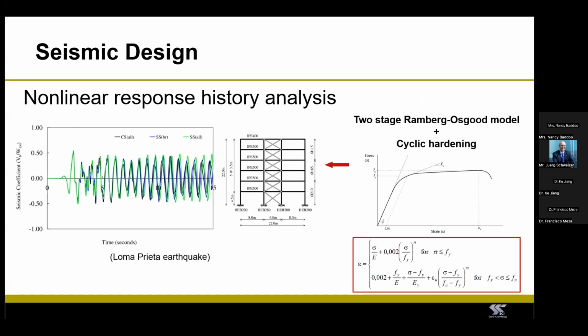Now, one way around this issue might be to perform a seismic design that is based on nonlinear response history analysis. In this case, you would not need to use seismic design parameters because the effect of these parameters is already considered in the analysis. Now, it is very important that if you follow this approach, you have to use the Ramberg-Osgood material model to represent the behavior of the structure. And you will also need to account for the cyclic hardening of the material.